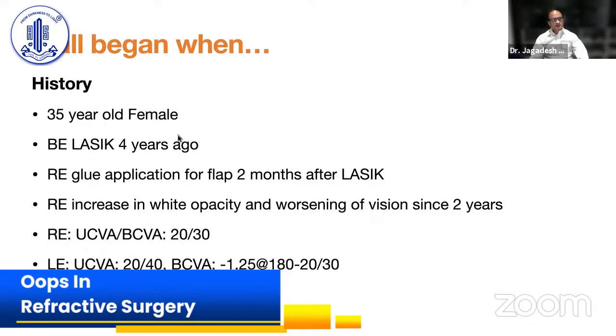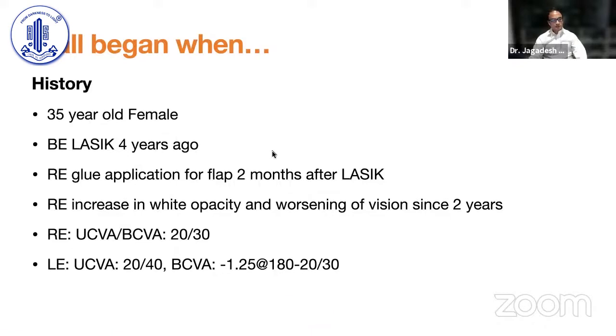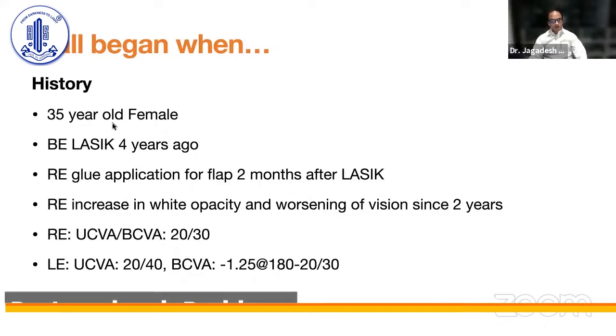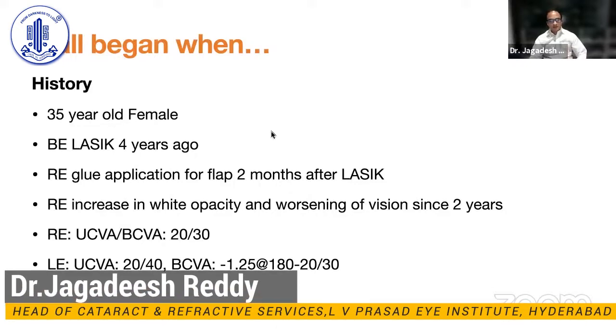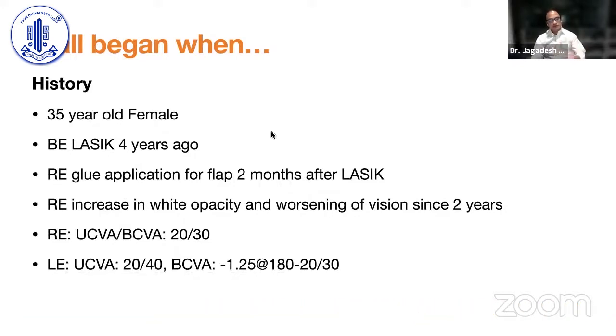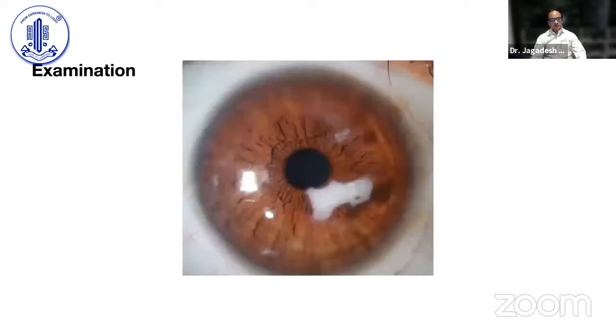She gave us a history that her right eye had an issue wherein glue was used for getting the flap in place 2 months after the primary LASIK procedure. Then she noticed an increase in opacity and worsening of vision in the right eye at least 2 years after the procedure. On examination, her visual acuity in the right eye was 20/30, and the left eye was 20/40, improving to 20/30. But she was more worried about the right eye because of the opacity and the gradual worsening of the vision.